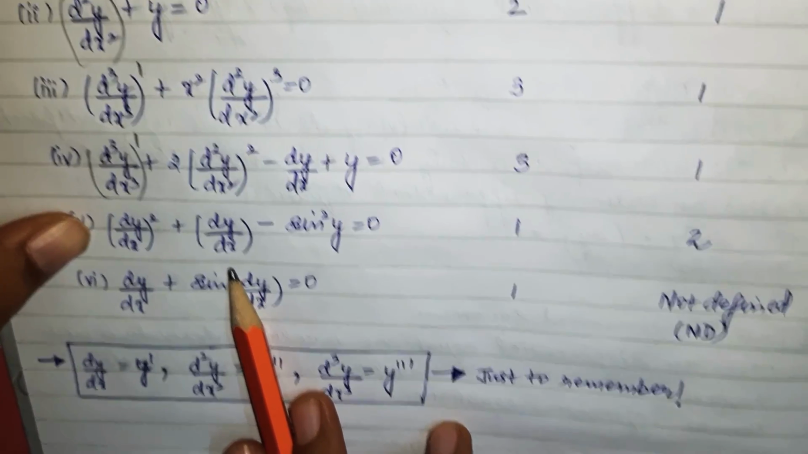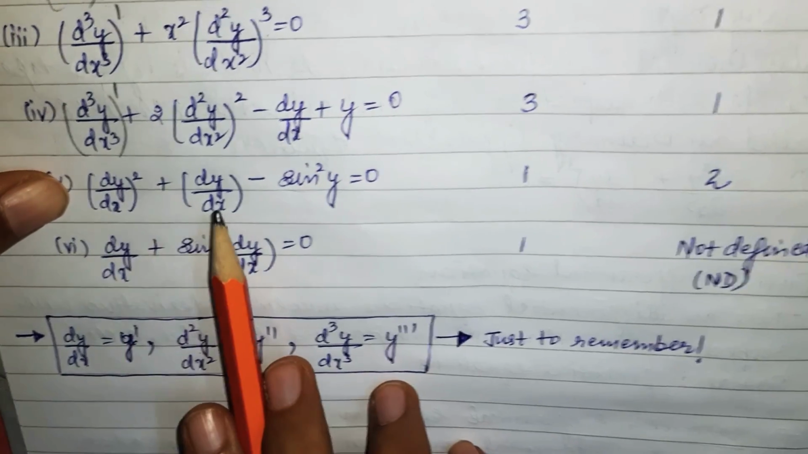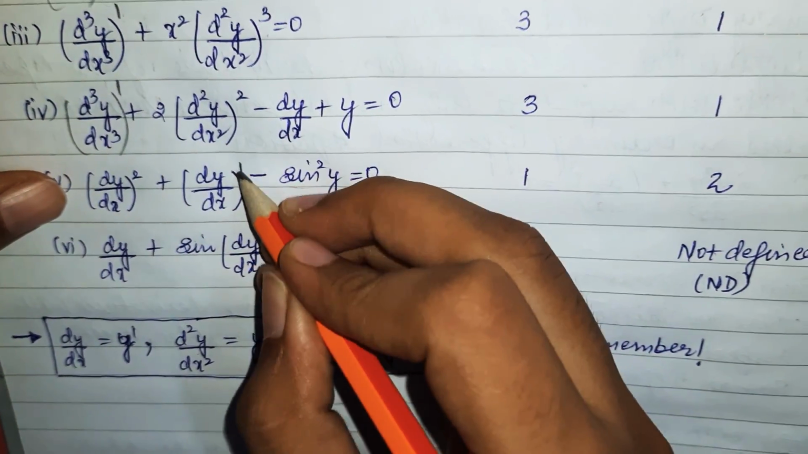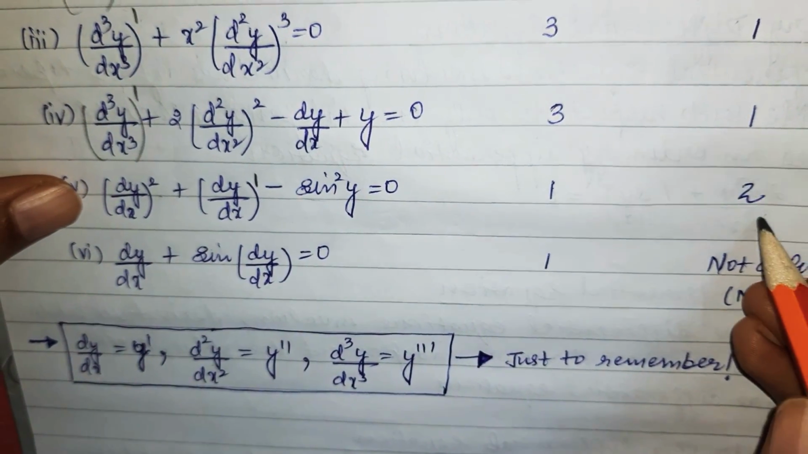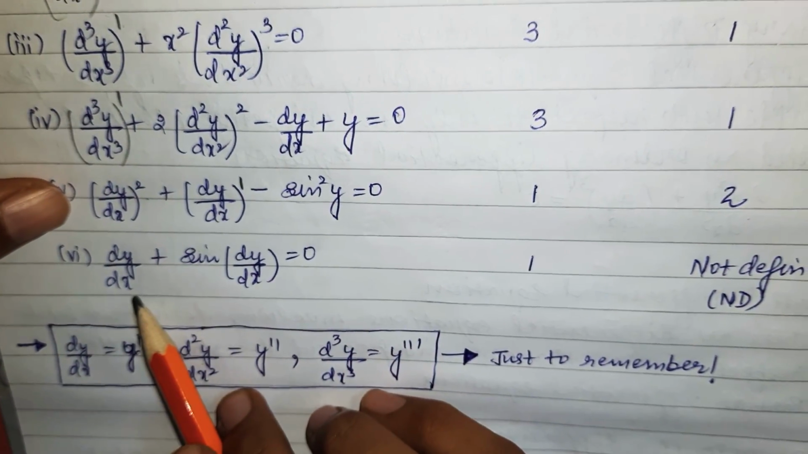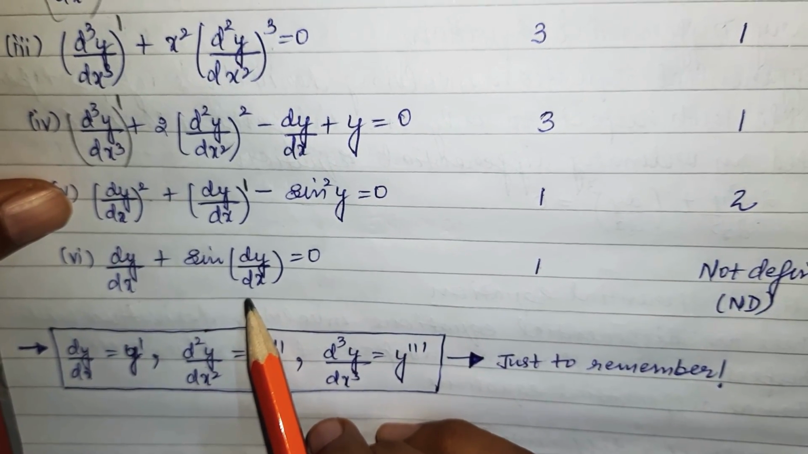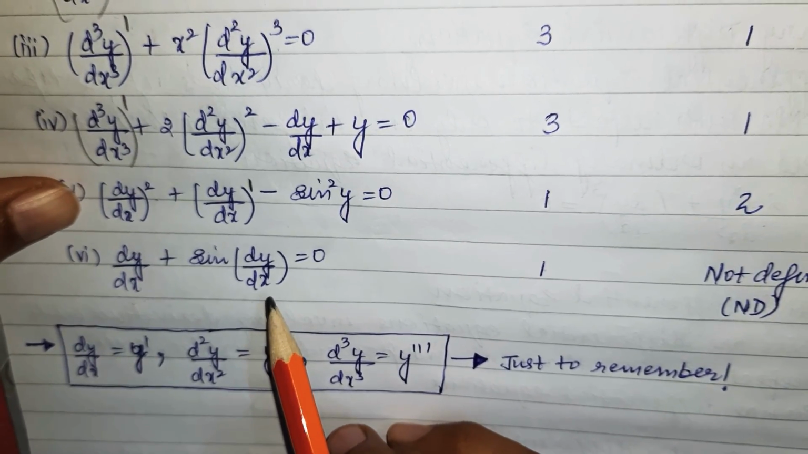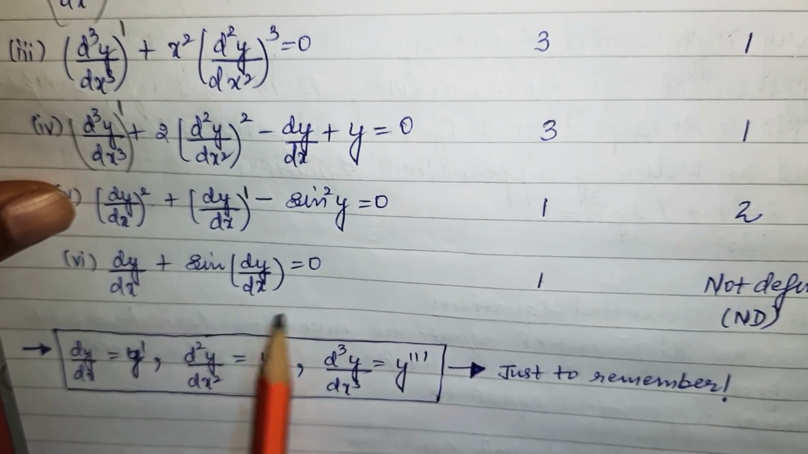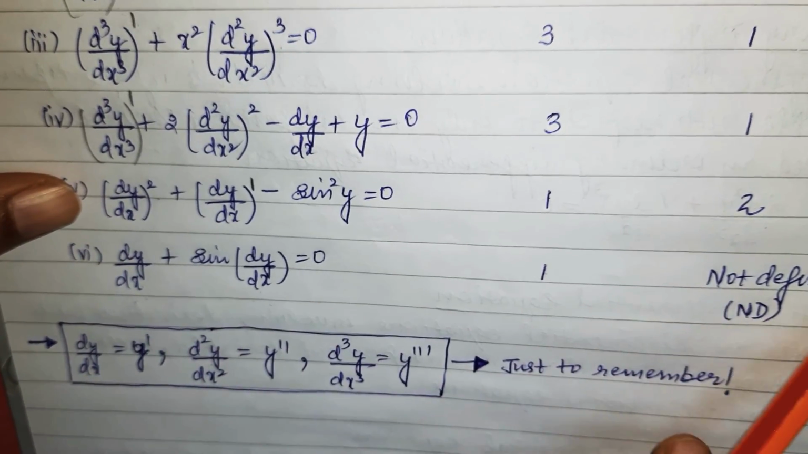Highest power of the highest order. This is also a first derivative, this is also a first derivative. This is 1, this is 2. So we'll take the highest. Degree is 2. And this highest order is 1 only, but this is not a polynomial function. Sine of y can be possible, but sine of a derivative is not possible. So this is not a polynomial equation. That's why degree is not defined.